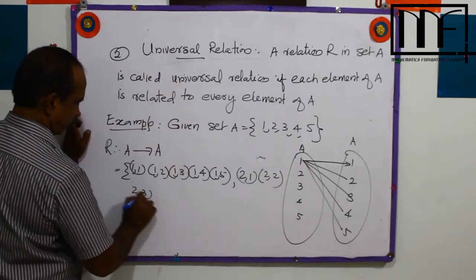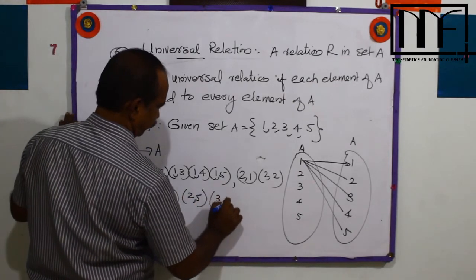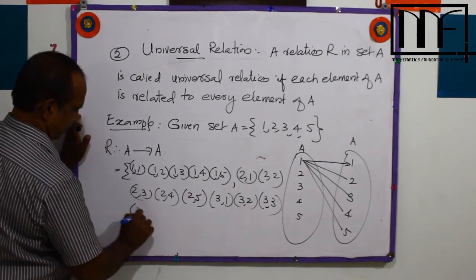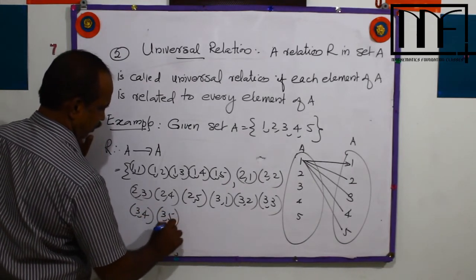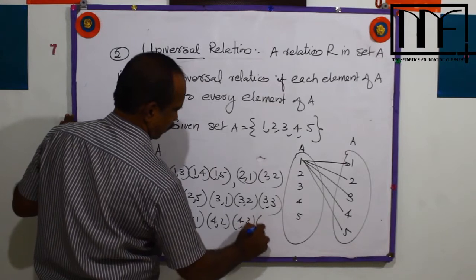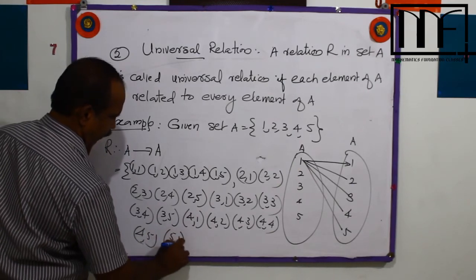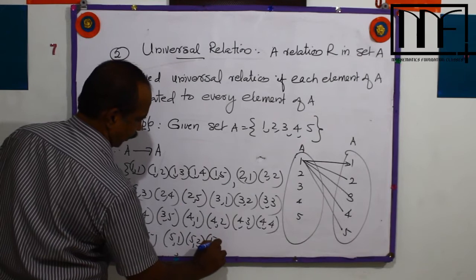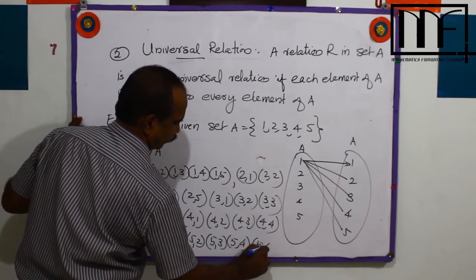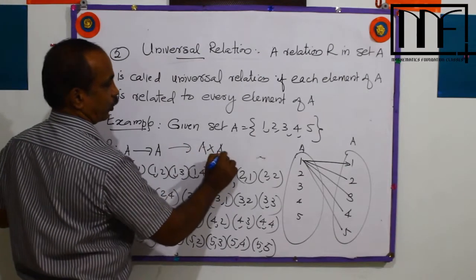So you will have the relation here: 1,1; 1,2; 1,3; 1,4; 1,5. Likewise 2,1; 2,2; 2,3; 2,4; 2,5, then 3,1; 3,2; 3,3; 3,4; 3,5; 4,1; 4,2; 4,3; 4,4; 4,5, then 5,1; 5,2; 5,3; 5,4; 5,5, which is the same as A cross A.